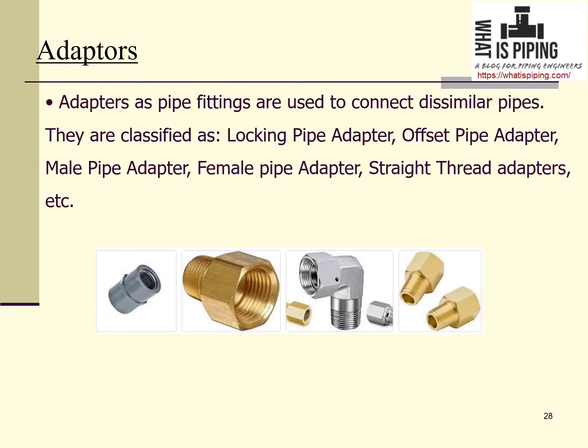Adapters. Adapters as pipe fittings are used to connect dissimilar pipes, means not of same material. Different material pipes also can be connected using adapters. They are classified as locking pipe adapters, offset pipe adapter, male pipe adapter, female pipe adapter, straight thread adapters, etc. This is a typical example of various types of adapters.